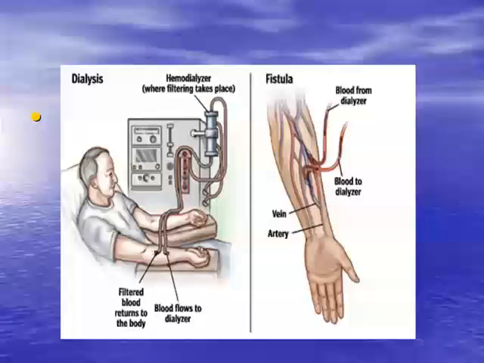And this next picture just shows an example of how the patient is hooked up through their fistula to the machine, the hemodialyzer, which actually does all the filtering to take the toxins out of the body, so that the patient does not have the increased level of toxins staying in the system.